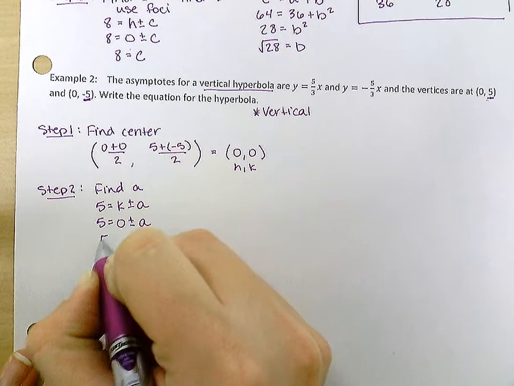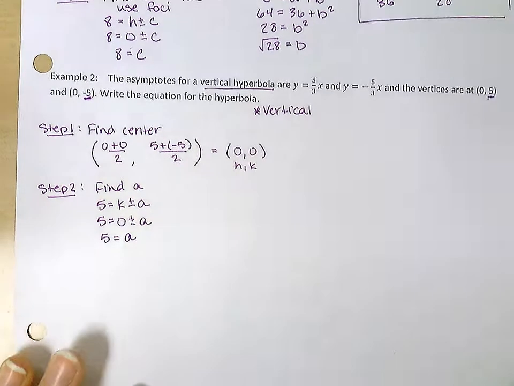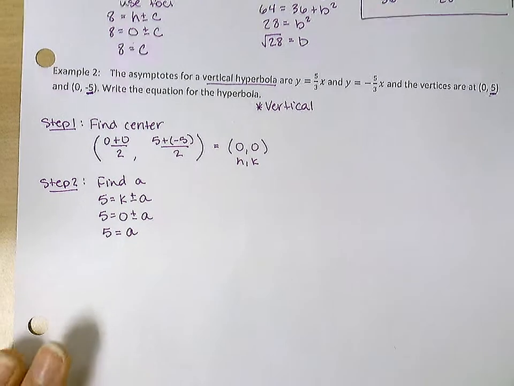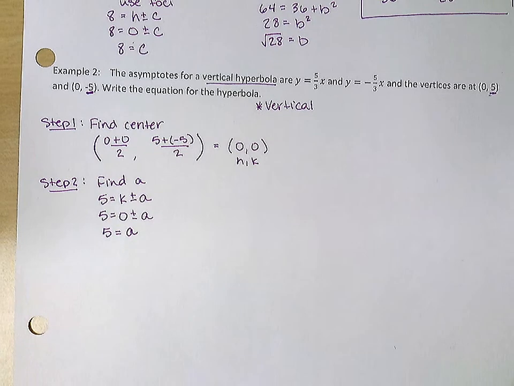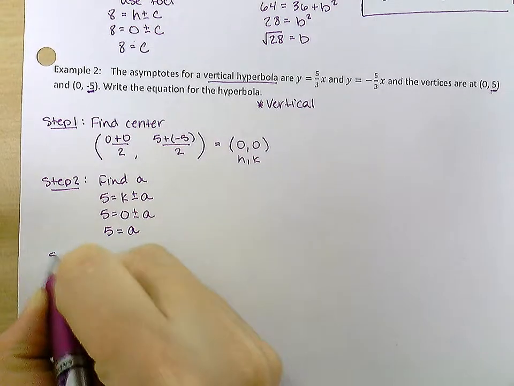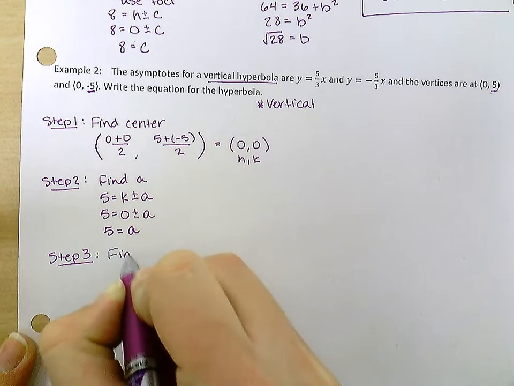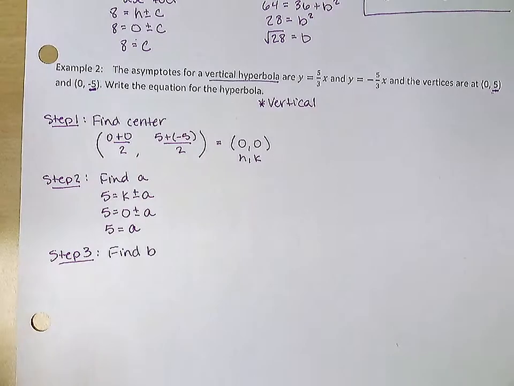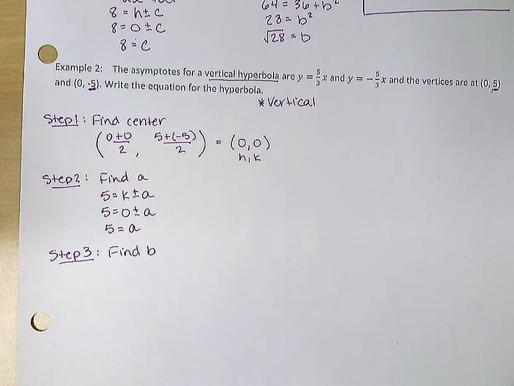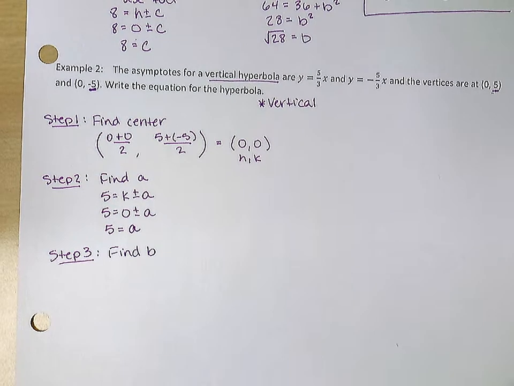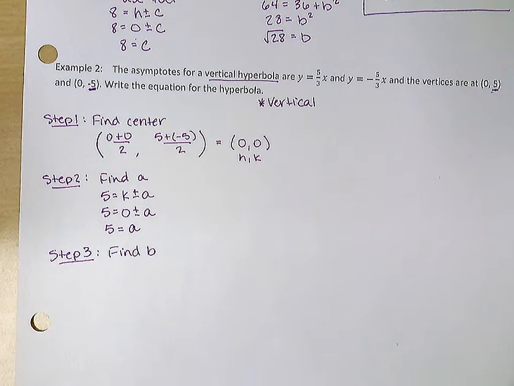Okay, so I will end up with 5 is equal to a. Okay, my next step I want to do is find b. So step 3 is to find b. Since I'm given the equations of the asymptotes, I can solve for b right away. I don't have to find c this time. So you only find c if you're given the foci points.